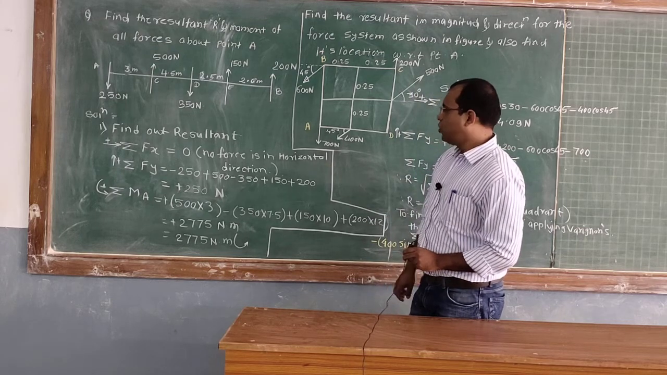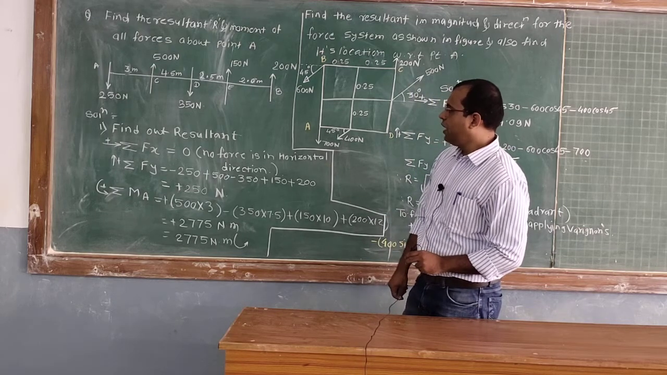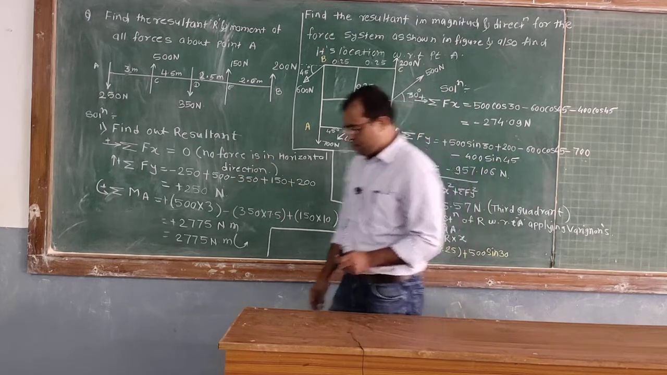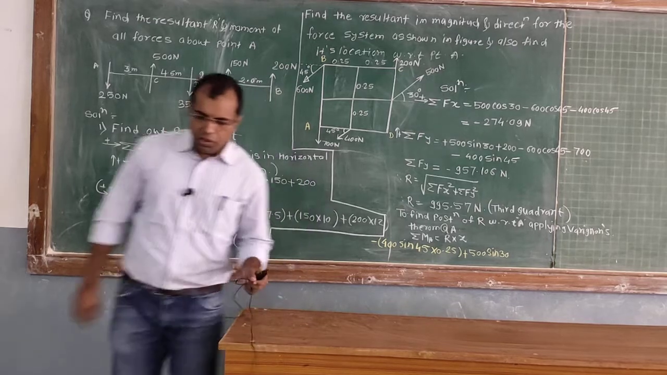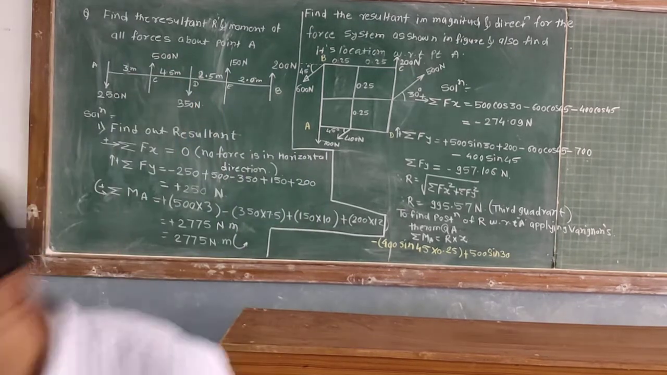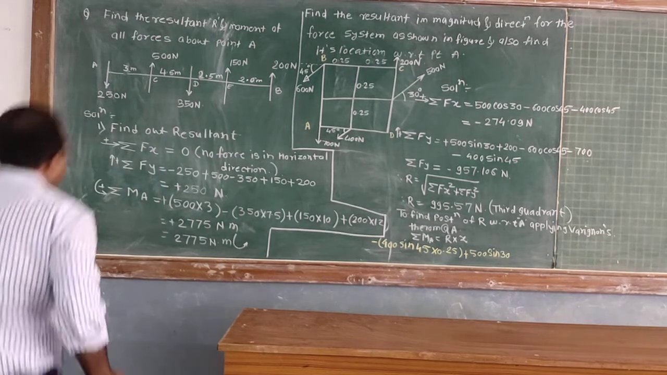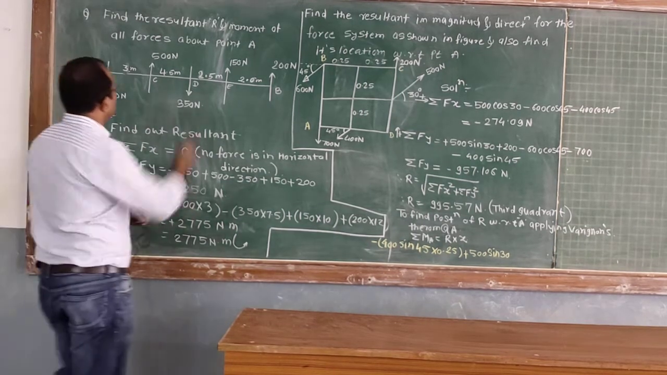Now the resultant is known to us. Next, the summation of F of x and F of y is known to us. Then the next step is to find out the resultant. So let's first write it down. Now we have to find out the resultant. So how do we find out the resultant?